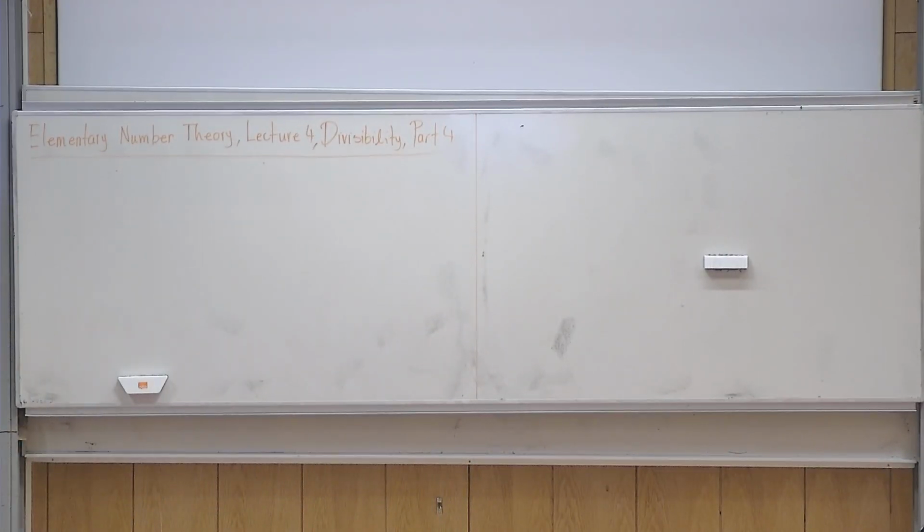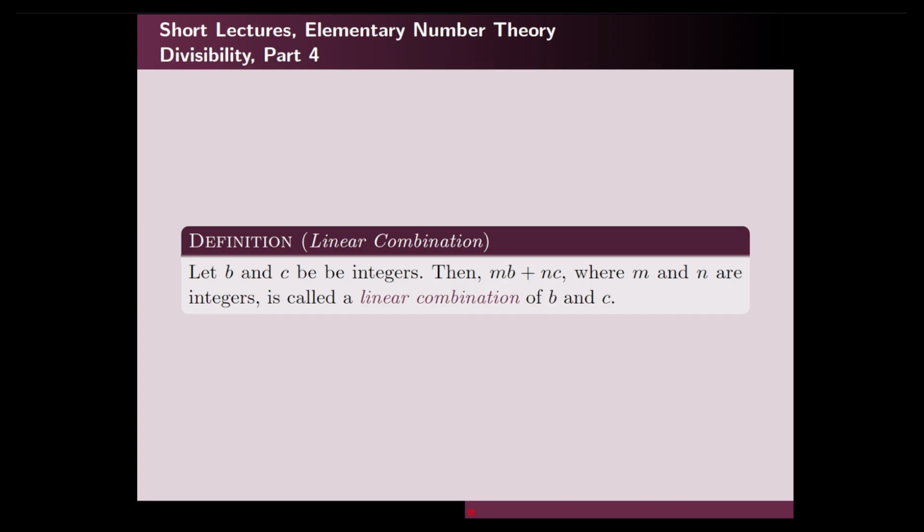I will start with a definition. So the definition is the definition of linear combination. Let B and C be integers, then MB plus NC, where M and N are integers, is called a linear combination of B and C. Okay, so that is the definition of what we call a linear combination of two integers in number theory.